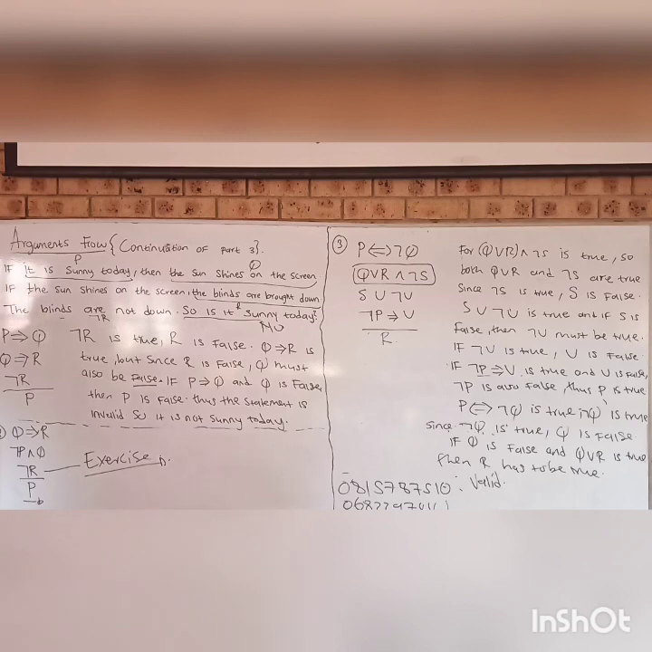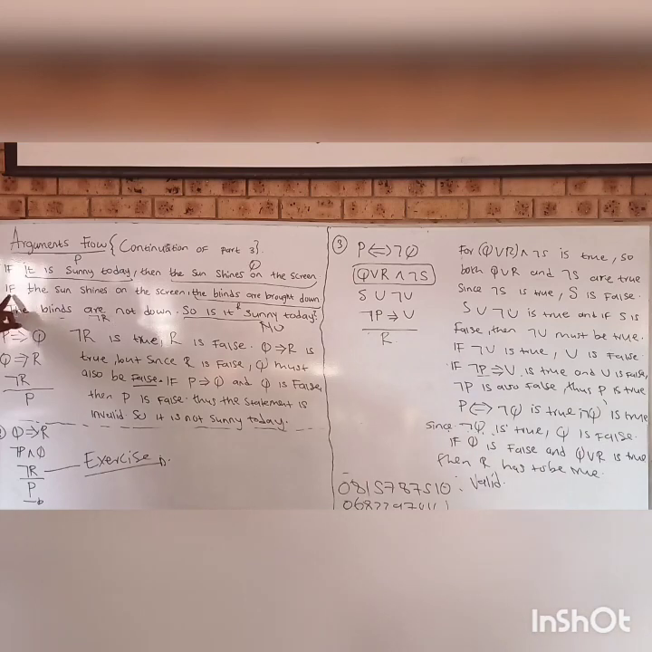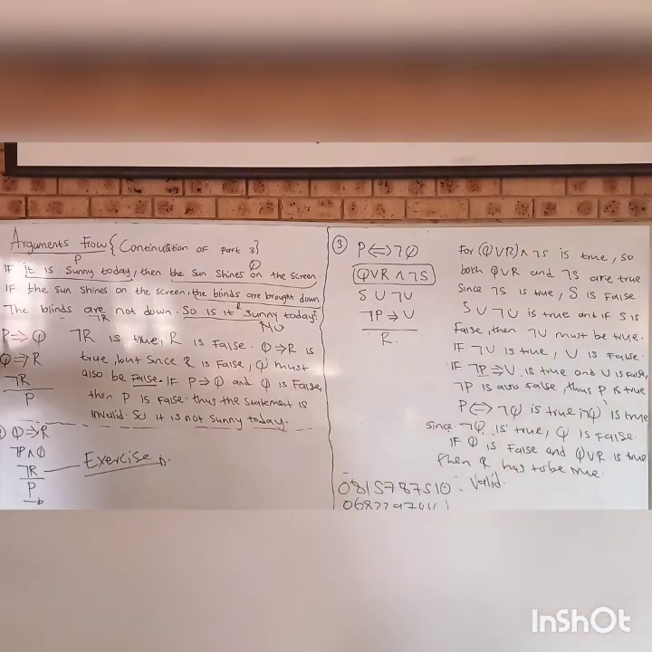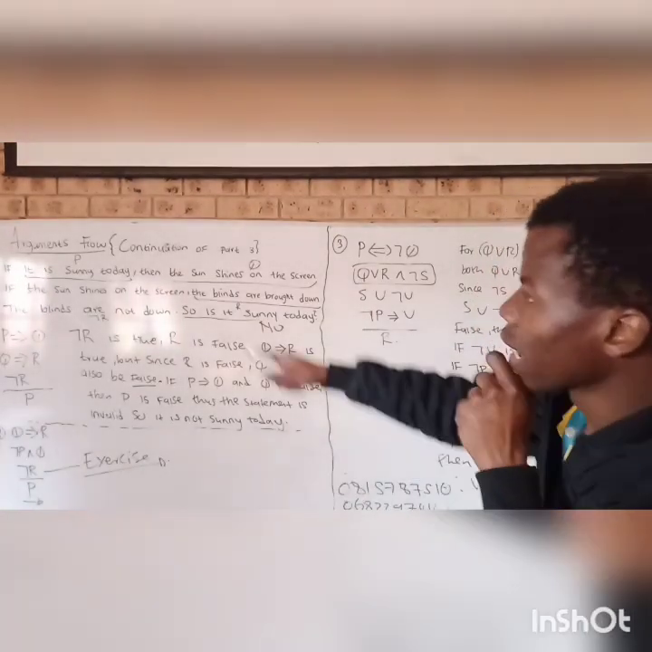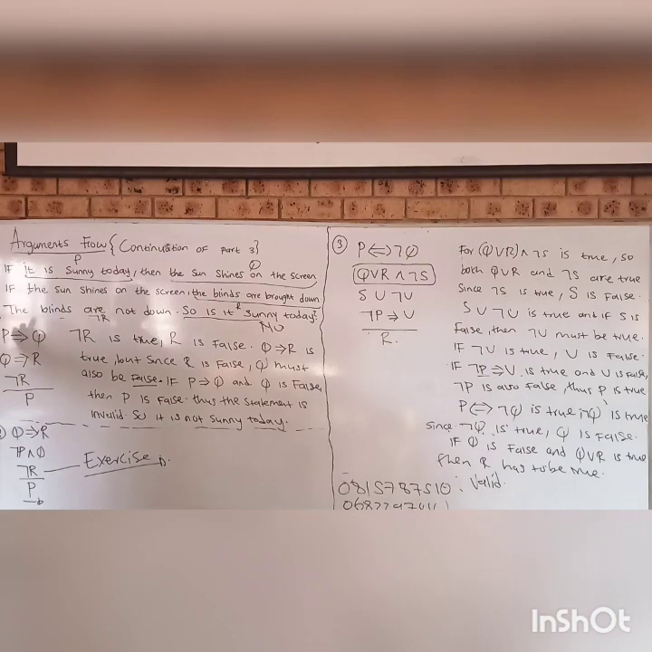Let's try to answer. First things first, we are given that if it is sunny today, so we can assign the statement "it is sunny today" to P. Then the sun shines on the screen can be Q. If Q, the blinds are brought down, which we can name R. So P implies Q represents if it is sunny today, then the sun shines on the screen. Q implies R represents if the sun shines on the screen, the blinds are brought down. And also not R is the negation of the blinds being brought down, which is the blinds are not down.